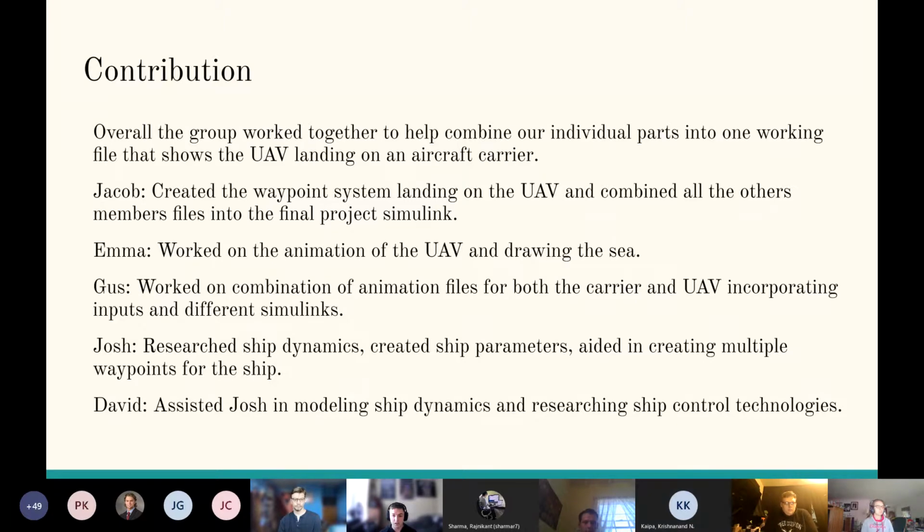And I worked on the combination of the animation files for the UAV and the aircraft carrier, making sure that the Simulinks that we created for each individual one combined and worked together. Josh worked with David on researching ship dynamics. He created the parameters for the ship dynamics function and aided and created the waypoints with Jacob. And David assisted Josh with these ship dynamics and researching the control technologies, so he really helped put together the Simulink for our ship dynamics.